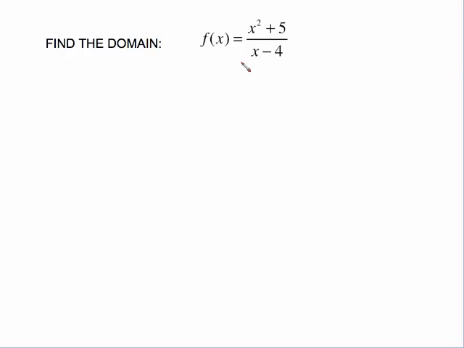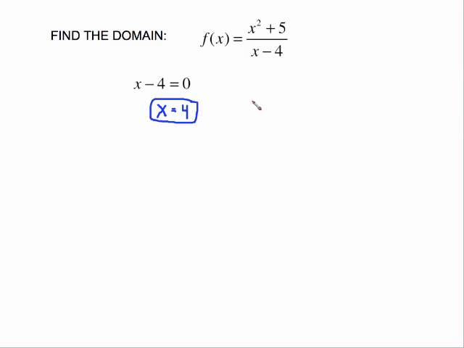New function, we're going to set the denominator equal to 0 and solve. We just get x equal to 4. So the domain is going to be all x's except 4. So there's your set builder notation, all x such that x does not equal 4. Here is the interval notation.